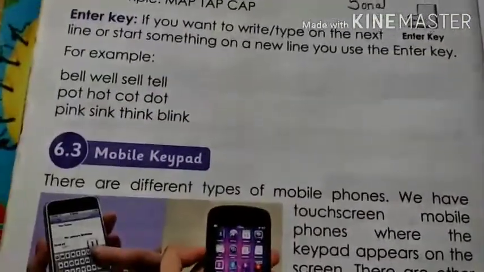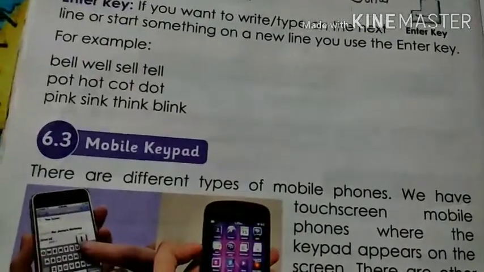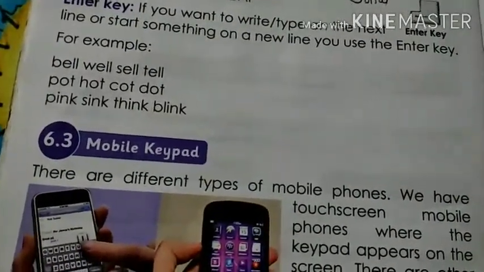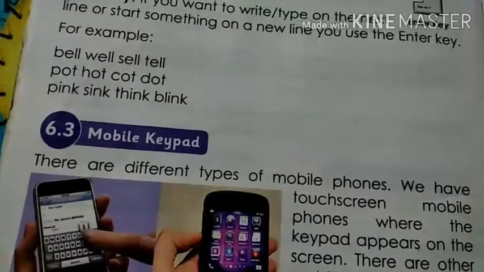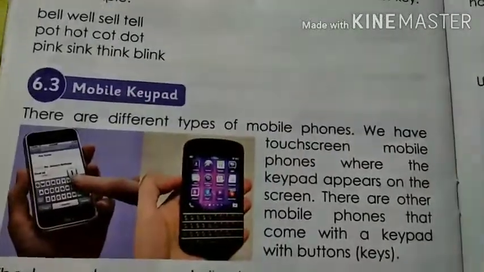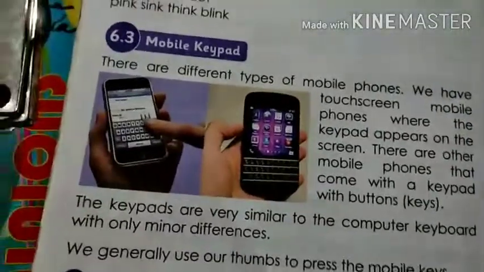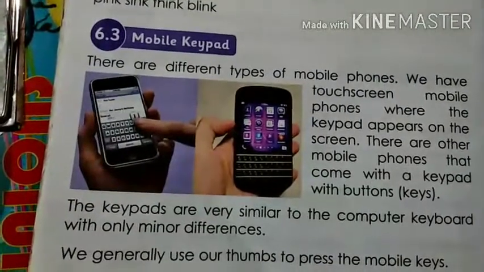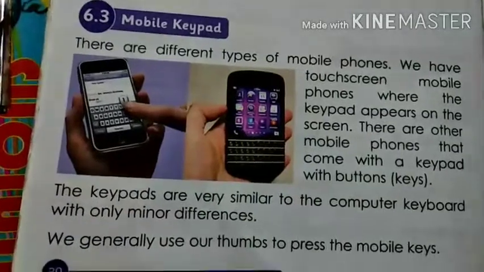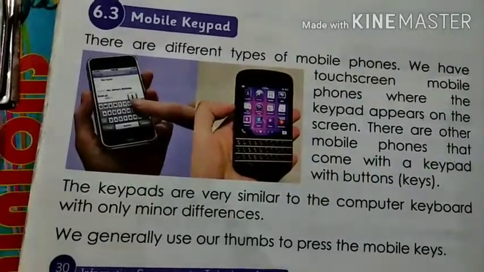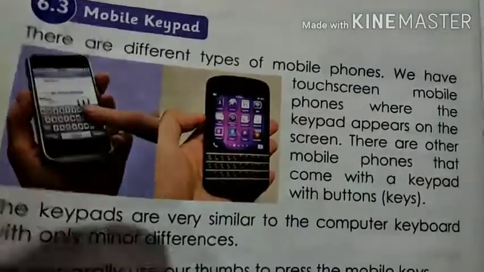Next we learned about the mobile phone keypad. So students, you all know we have different types of mobile phones. One has a touchscreen keypad, and another has a keypad with buttons. Okay, so these keypads are similar to the computer keyboard, but there are some differences. Generally when you are using mobile keys, we use the thumbs to press them.